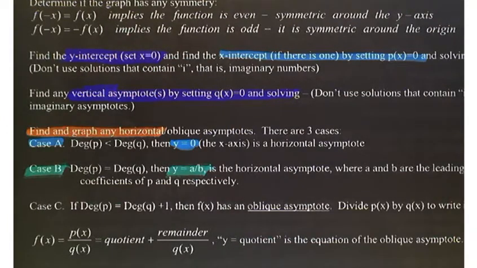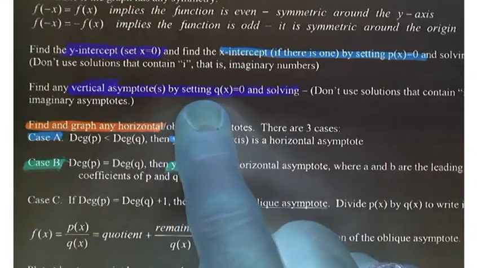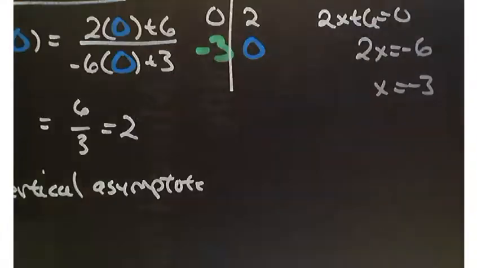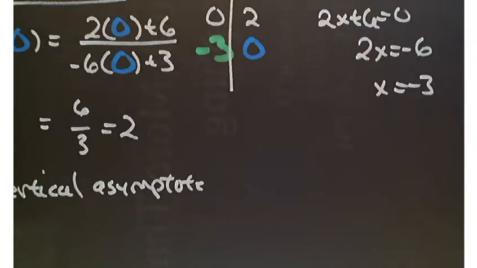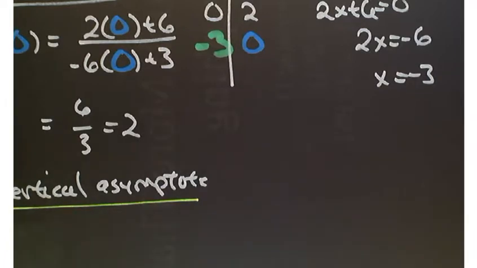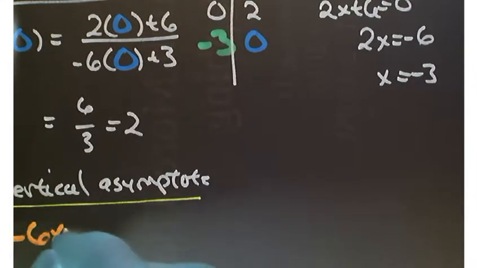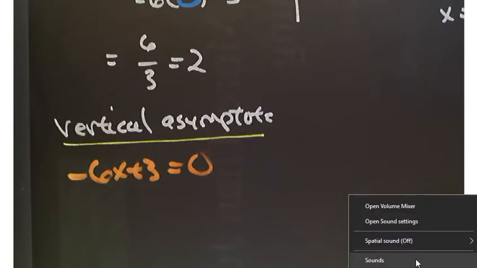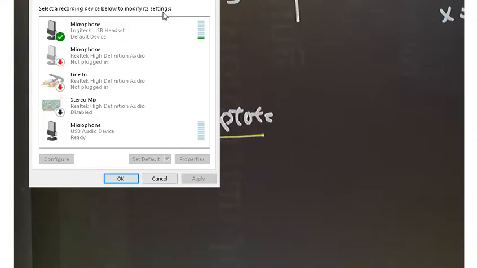And just FYI, when you set equal to 0 and solve, in terms of looking for asymptotes, we're not going to worry about imaginary roots here, just the real roots. So the denominator in this case is negative 6x plus 3. So let's carefully set negative 6x plus 3 equal to 0. I'm just going to double check my sound here because I bumped this. We got sound still? Yes. Good.